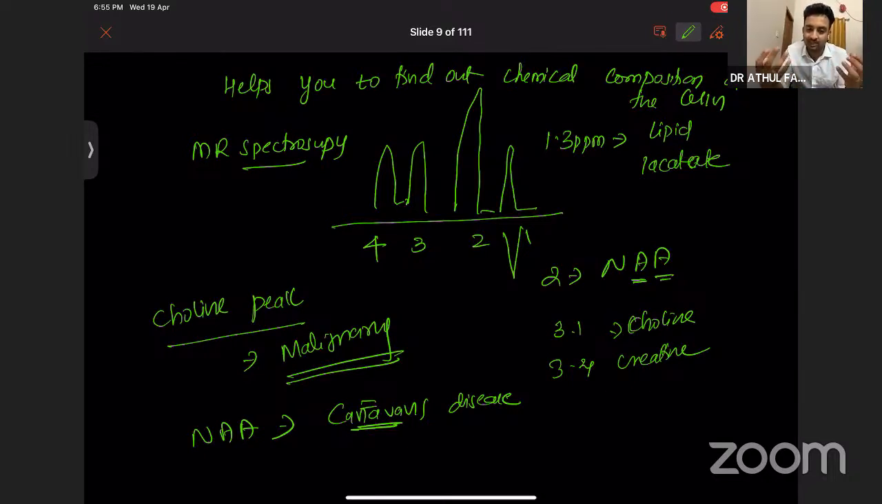Since tuberculosis has multiple caseous necrosis, there will be an excess amount of lipid and lactate. So we will see a peak at 1.3 ppm. I hope it is clear. Canavan disease, you will see an NAA peak at 2 ppm. Usually malignancies will have a choline peak at 3.3 ppm. So that is the concept here.